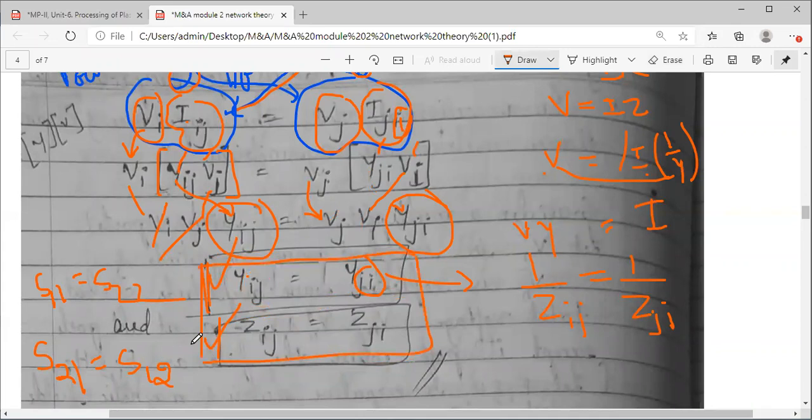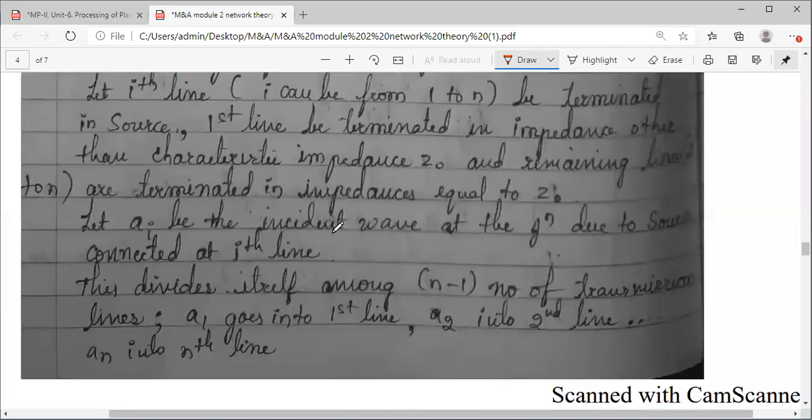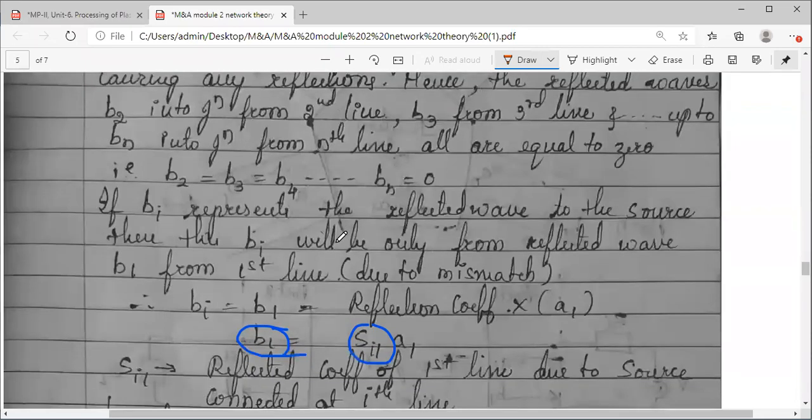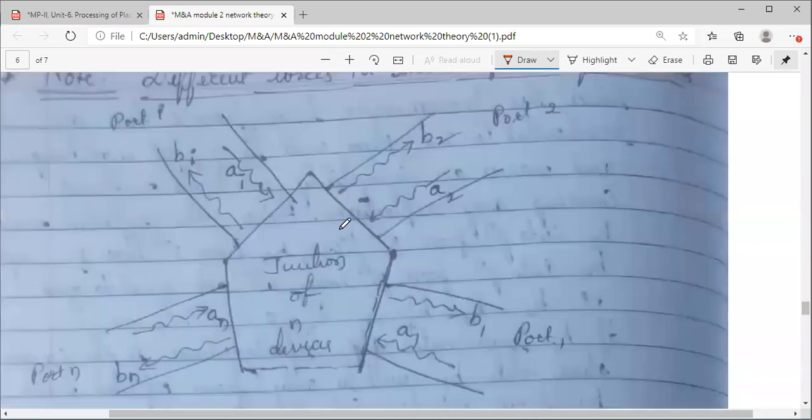These two are important equations. Okay. Now let me quickly show you one more topic. Let's at least start.